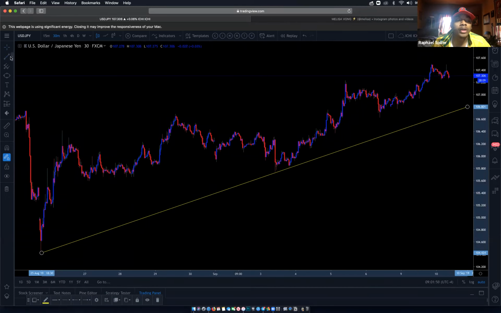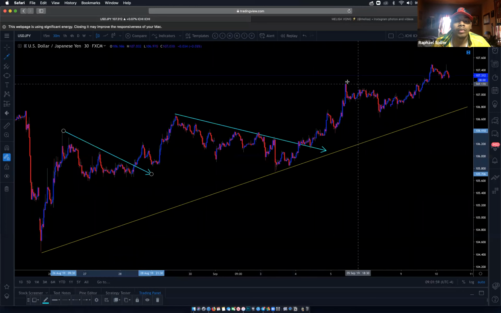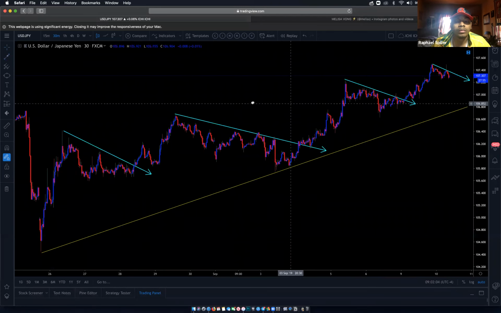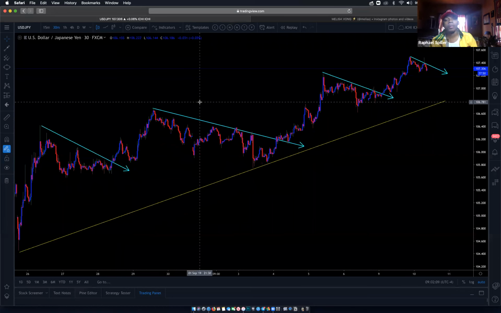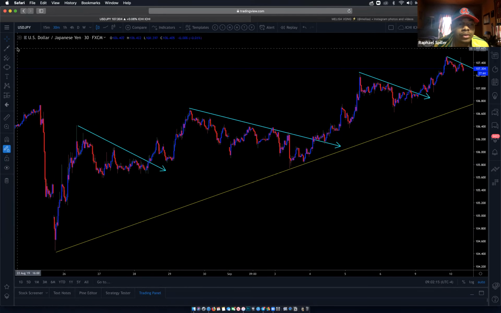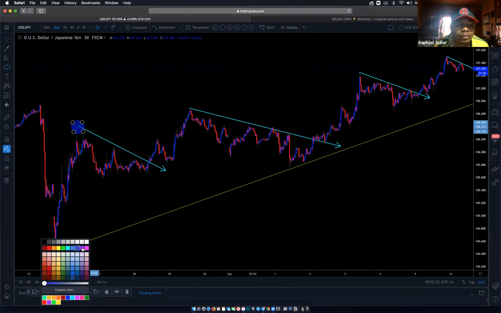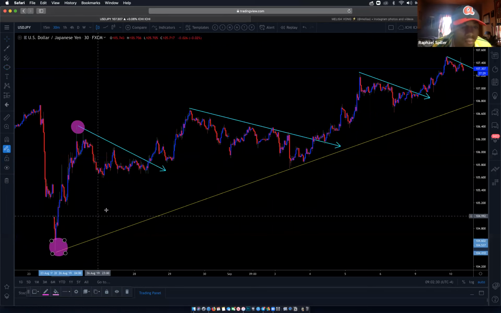So look at how price comes back to the trend line. When it comes back to the trend line, that's your equilibrium. That's your pullback. That's your correction. Every single time it pulls back. That's when you identify your high and your low, and you make a decision.